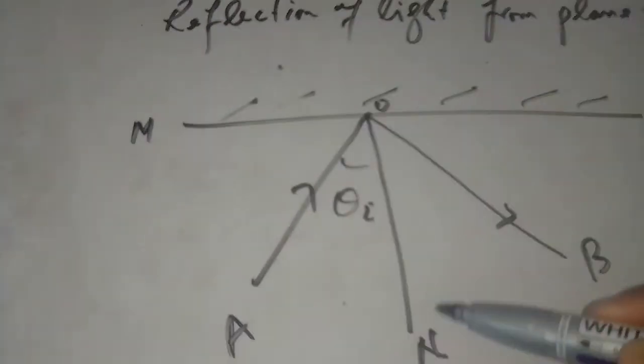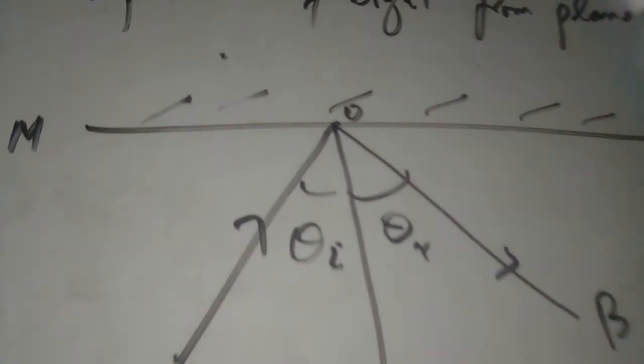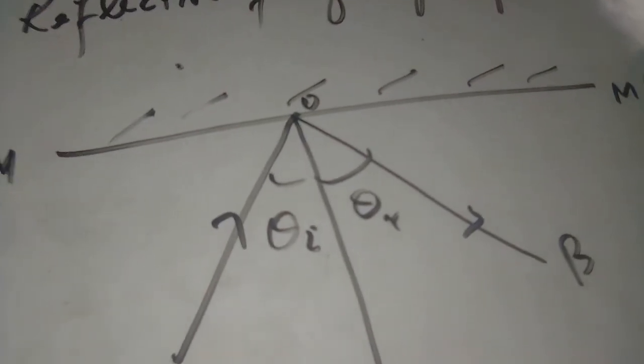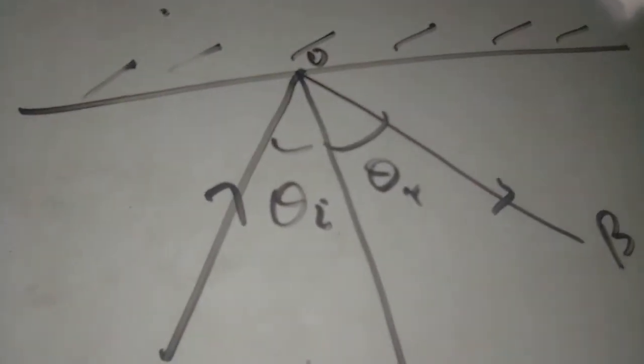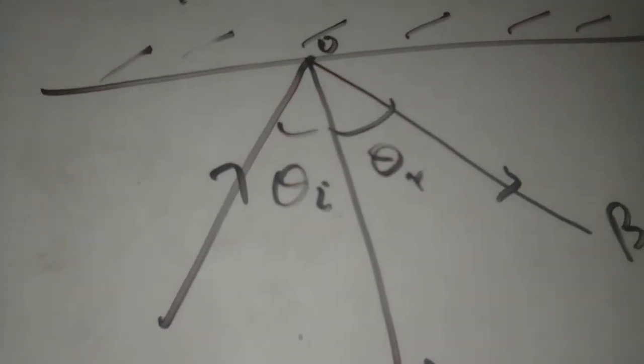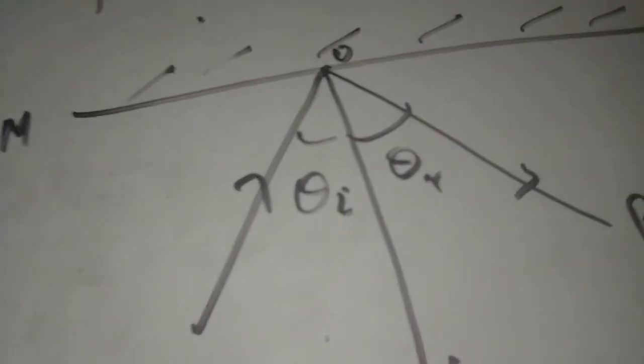The angle of incidence. This angle is called theta i. The angle of incidence is the angle between the incident ray and the normal. And the angle between the reflected ray and the normal is called the angle of reflection. The angles theta i and theta r, which the incident and reflected rays make with the normal ON, are called the angle of incidence and the angle of reflection respectively.